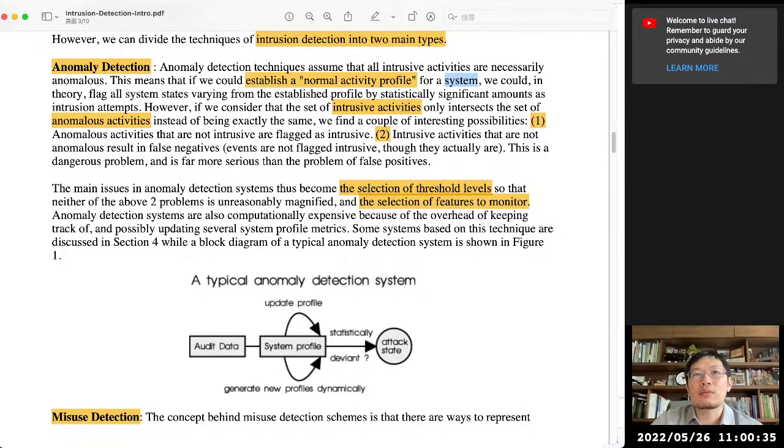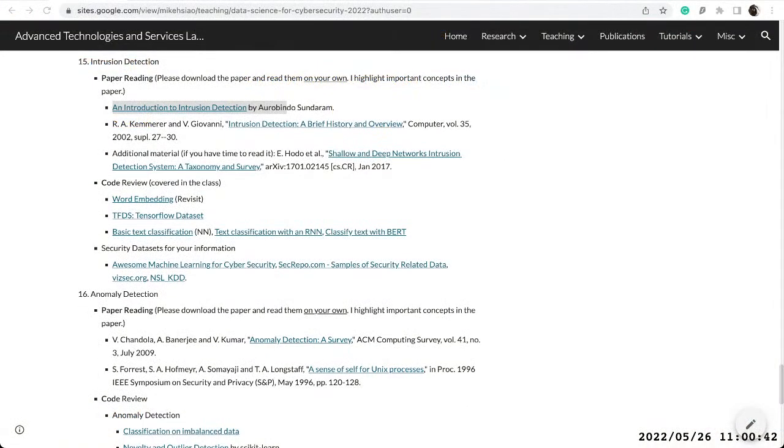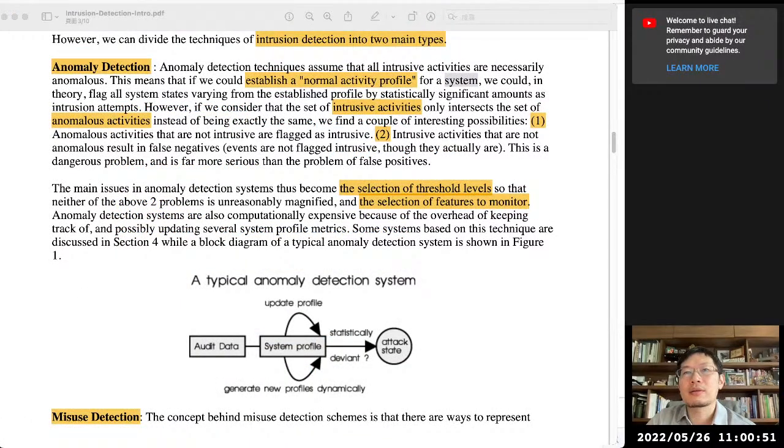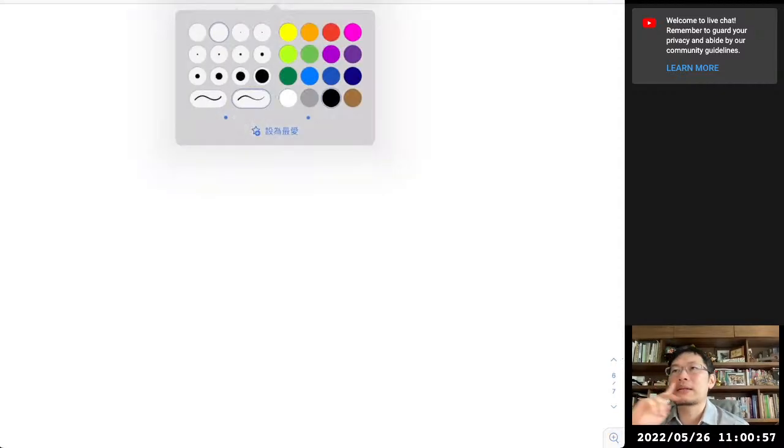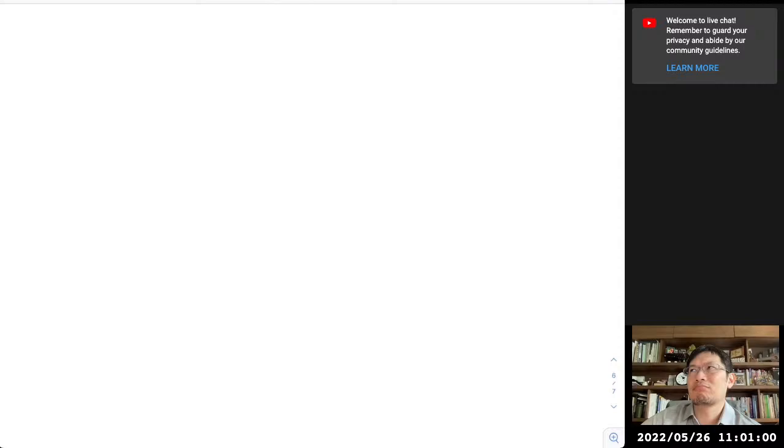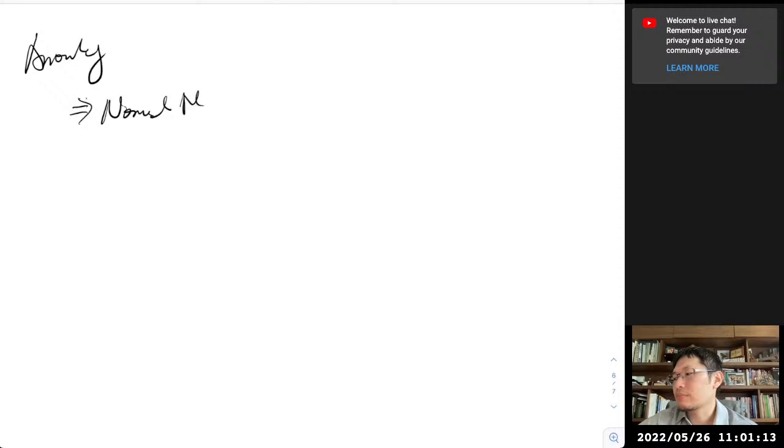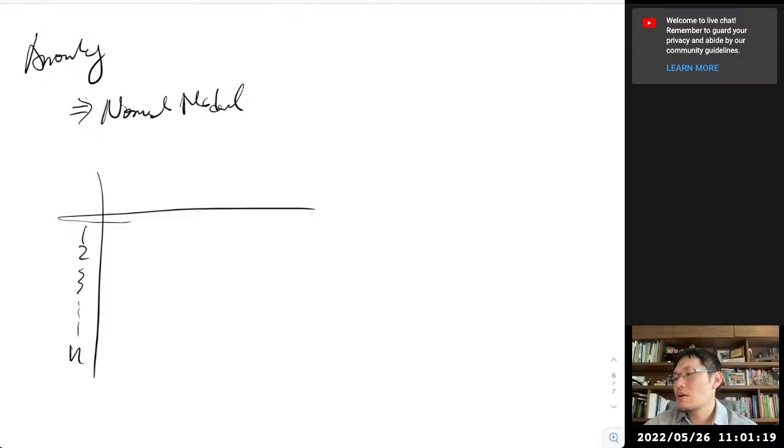So let's draw a picture. See if you can catch what I'm talking about right here. So that would be this one. I think that is a very important concept, but most people will neglect such a thing. So for anomaly detection, you have to build a normal model first. So for the data you have, they are all normal.